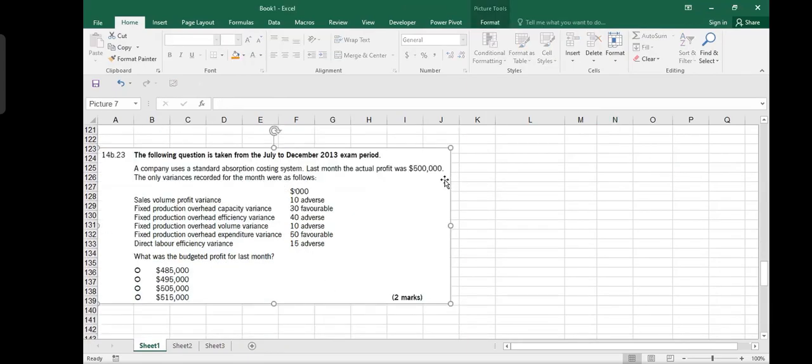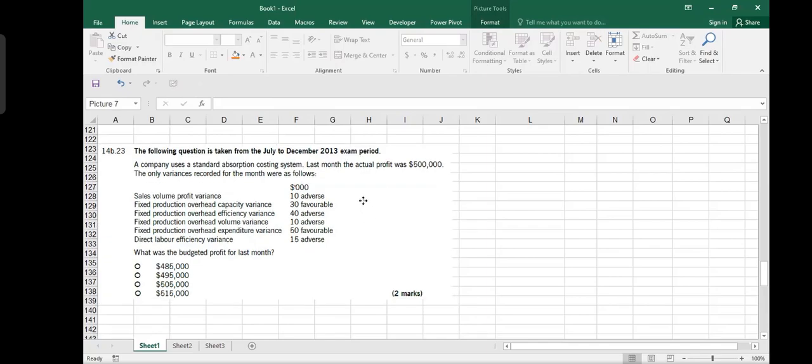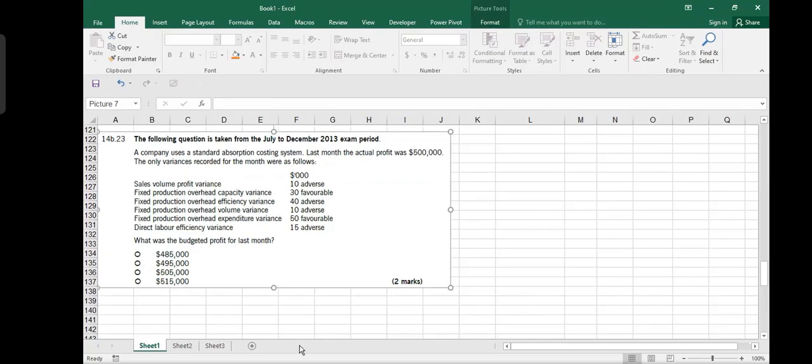Then comes 14B23. What was the budgeted profit for the last month? Budgeted profit, not the actual, but budgeted. The following question is taken from the July to December 2013 exam period. A company uses a standard absorption costing system. Last month, the actual profit was 500,000 actual, and we have to find out budgeted.